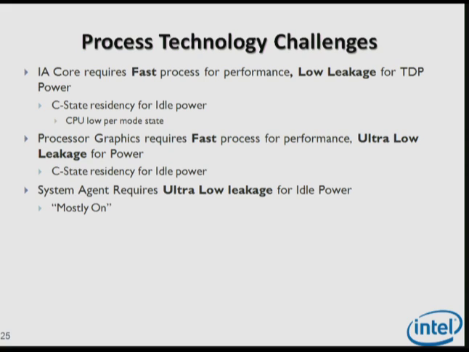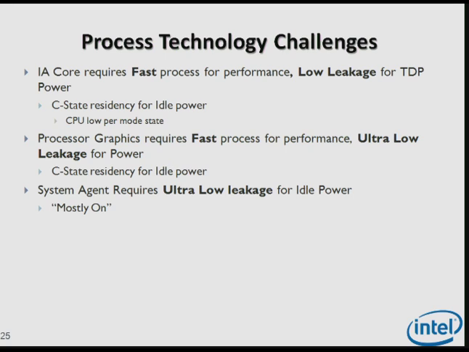For the processor graphics, we need more or less the same thing. We need a very fast process for performance, but because leakage is a much larger factor, we need an ultra-low leakage process for power. For active power, once again, idle is not an issue due to C-state residency. For the system agent, we don't need that much performance, so we do not need a fast process, but we need an ultra-low leakage one because it's mostly on and we want to reduce the power as much as possible.